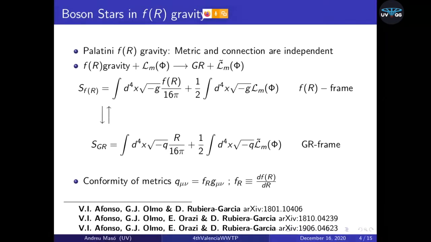Here I wrote down both actions, in both frames, which will lead us to represent the same scenario. There exists also a conformal relation between the metrics. So in order to go from one frame to the other, only an algebraic operation has to be done.